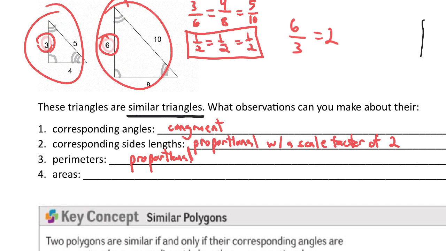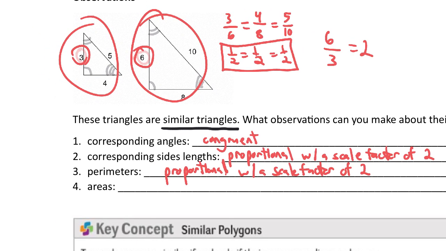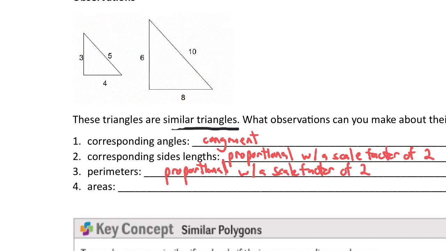The perimeter will also be proportional with a scale factor of 2. The area, however, will not work that way. Let's look at the area of the first triangle. The area of the first triangle is given by 1/2 base times height, which is 1/2 times a base of 4 times a height of 3, which equals 6.